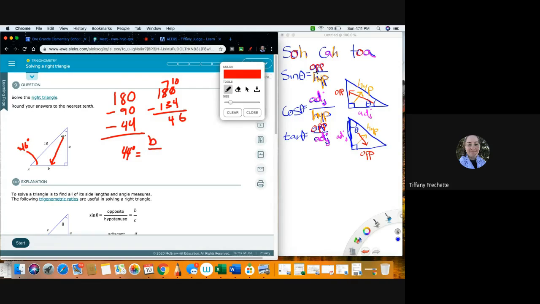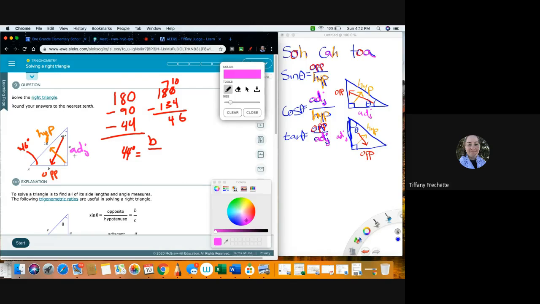And since I'm using opposite, I either want to use sine, which is hypotenuse on the bottom, or tangent, which is adjacent on the bottom. So I do have my hypotenuse. So if I go across here, I have my hypotenuse. And this is if I'm just looking at 44. It wouldn't matter if I'm looking at 46, hypotenuse is actually going to be the same. And this is my opposite, which makes this other one my adjacent. So now I have these labeled when we're looking at angle 44. If we switch to look at angle 46, opposite and adjacent will switch.